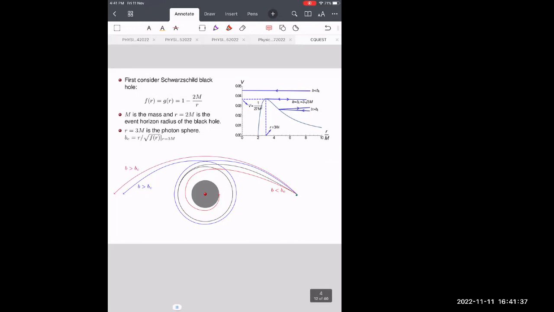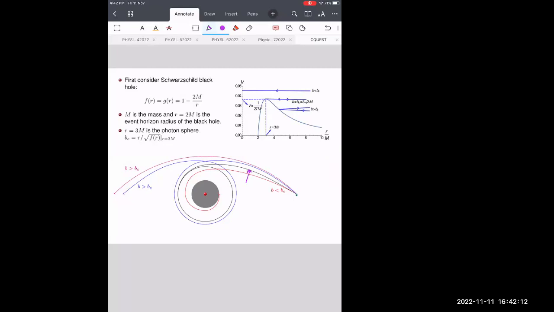Now if we shoot a photon with impact parameter exactly equal to the critical value BC, then what happens, this black line, is that the photon arrives at the r equal to 3m surface tangentially and settles down there. This surface acts as a location of unstable photon orbits, and we call it a photon sphere.